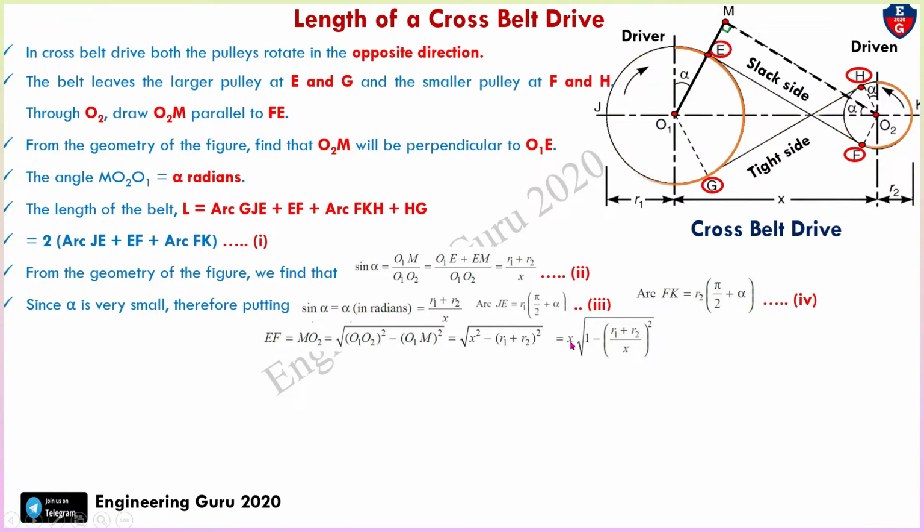Take the x square common from this. So here, x times under root 1 minus ((r1 plus r2) divided by x) whole square. Expanding this equation by binomial theorem, our equation number 5 will be EF equal to x minus (r1 plus r2) whole square divided by 2x.